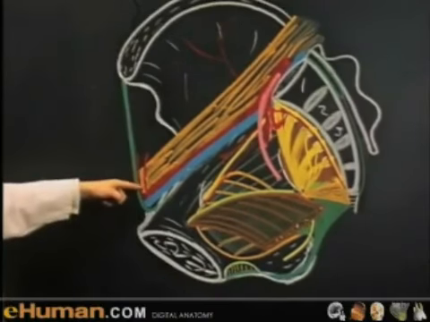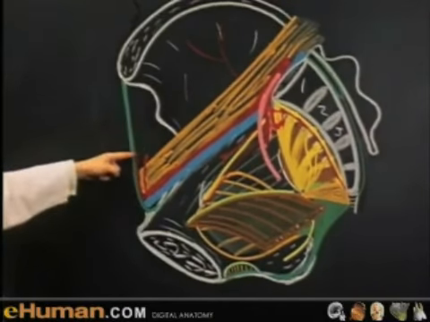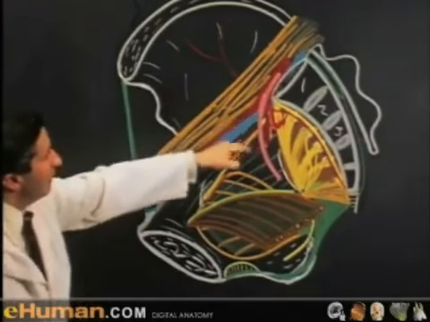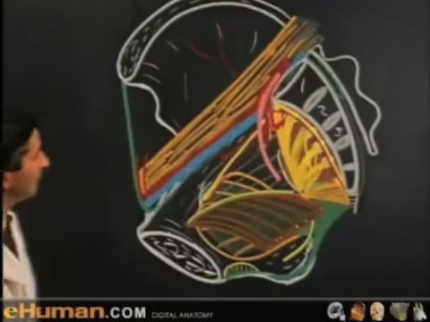Up here we have, on the brim of the pelvis, the external iliac artery with its two branches here, the deep circumflex iliac and the inferior epigastric arteries, and here we have the external iliac vein passing back and will unite with the internal iliac vein to form the common iliac vein.